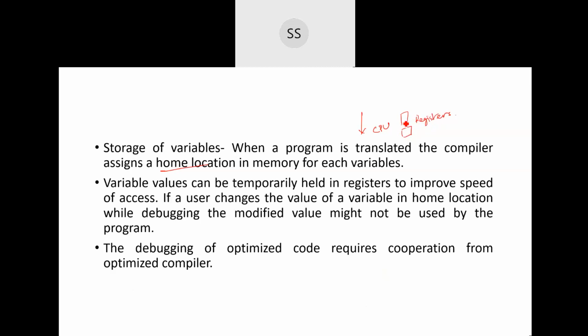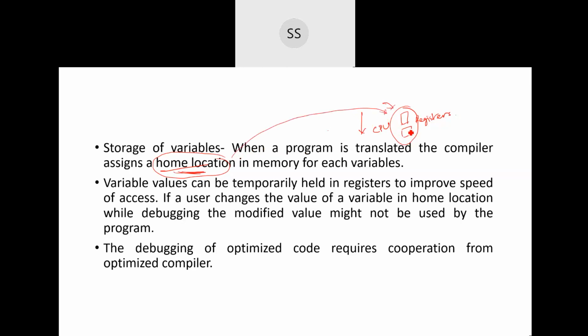So those data, instead of being stored in the main memory, that is your RAM, are stored in the registers, which are much closer to your CPU, your processing unit. So whatever changes you make in the registers are not reflected in your home location, and vice versa also. When debugging, if I make any modification in the home location, that will not be reflected in the registers, because for the execution of that instruction the data has already been loaded from the home location to the registers.